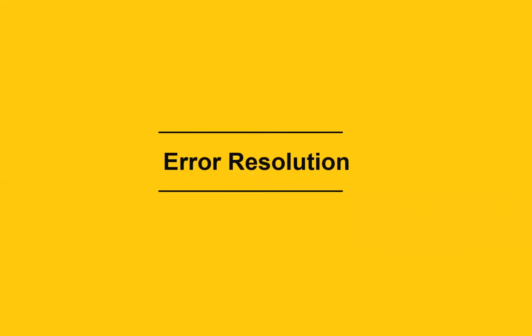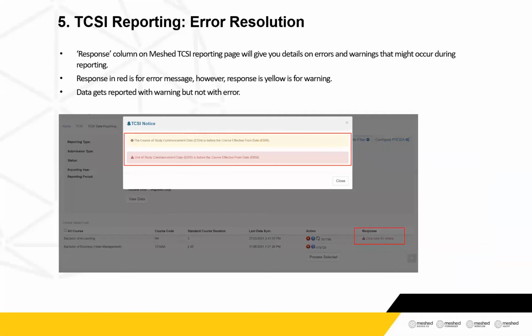Now let's talk about error resolution. There are high chances that you're going to get multiple errors while you're doing reporting. The first approach is to try to understand the error message. You will receive that error message under the response column. Whenever you report any data, you will receive a response from the TCSI portal itself. If data is reported successfully, you will receive the response in green color. If there is an error, you will receive that message in red color.